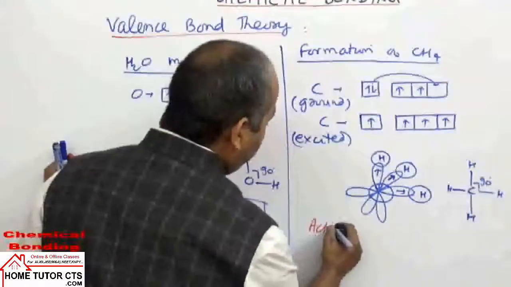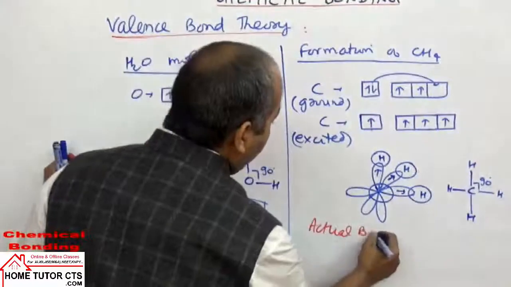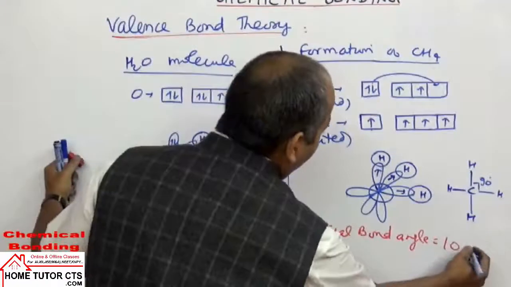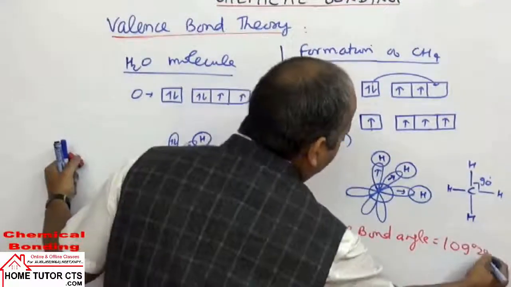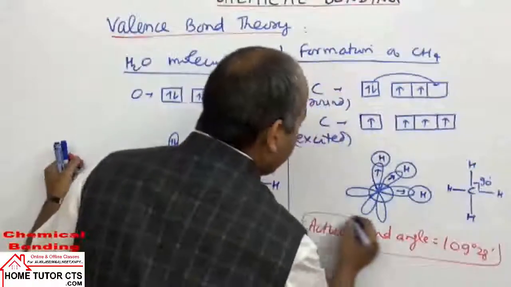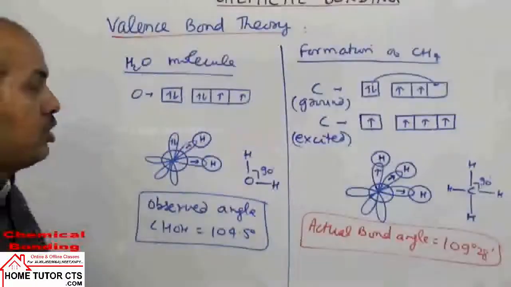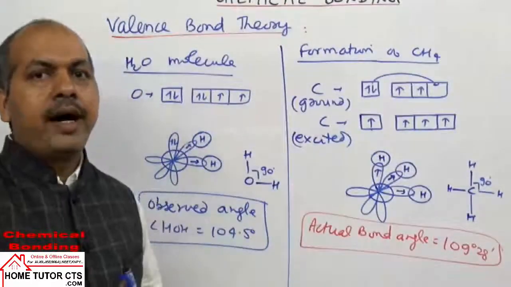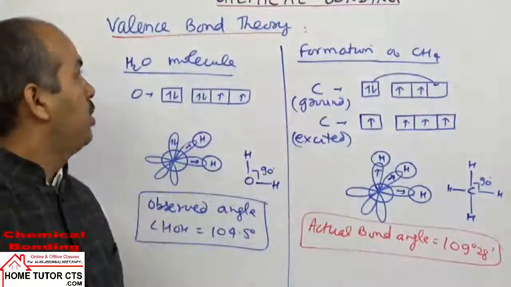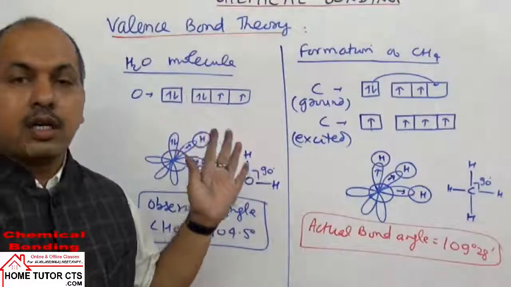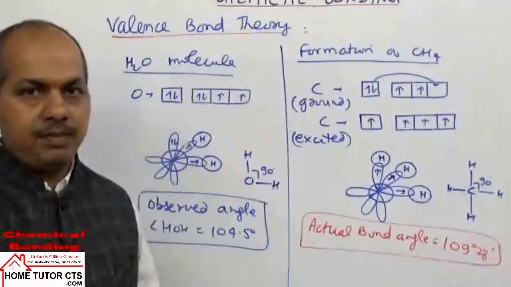The actual bond angles are all the same, equal to 109 degrees 28 minutes. It is the observed bond angle or actual bond angle in the methane molecule. So these bond angles are not explained by this valence bond theory. This could be explained using the concept of hybridization.